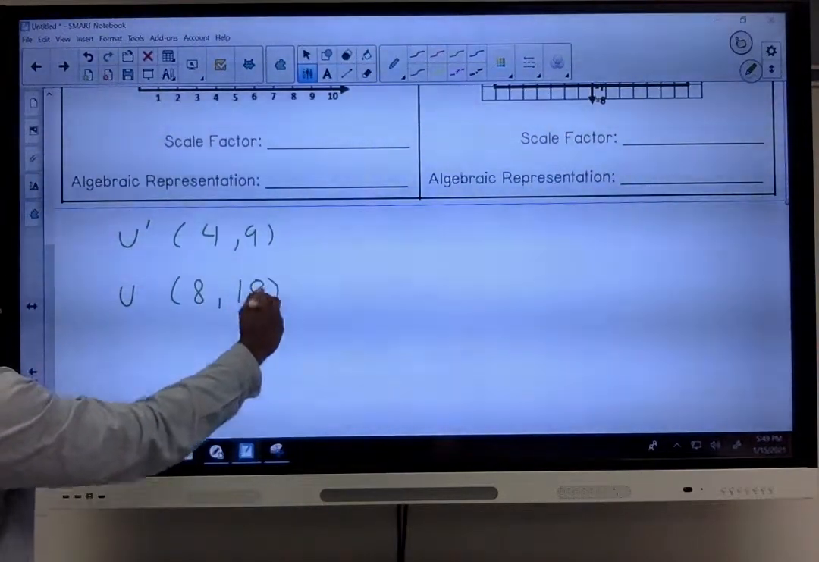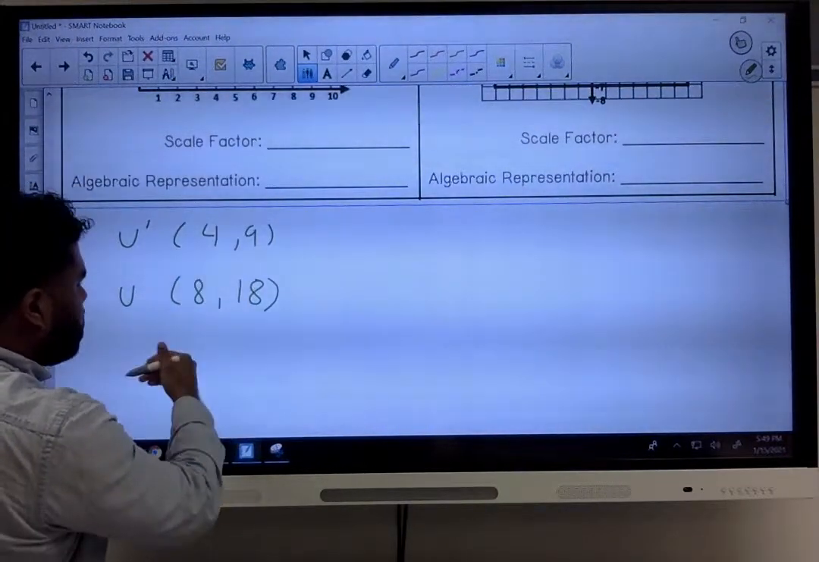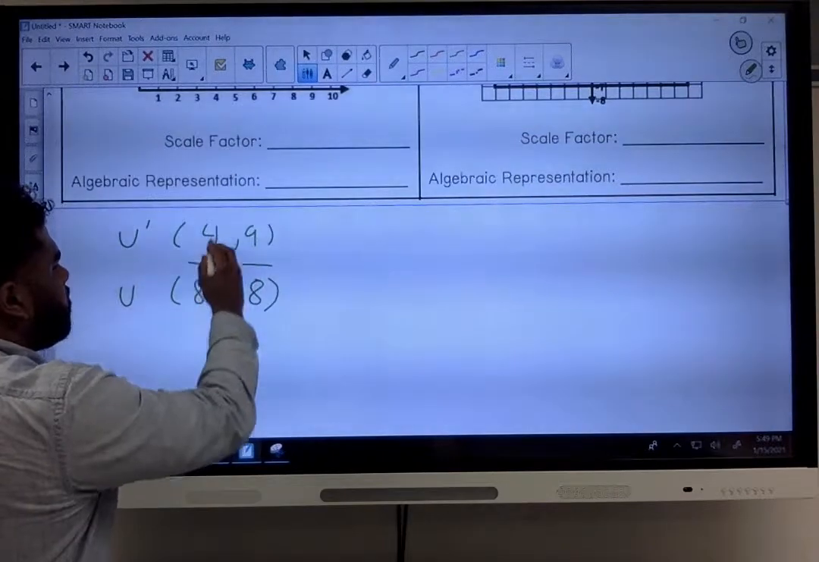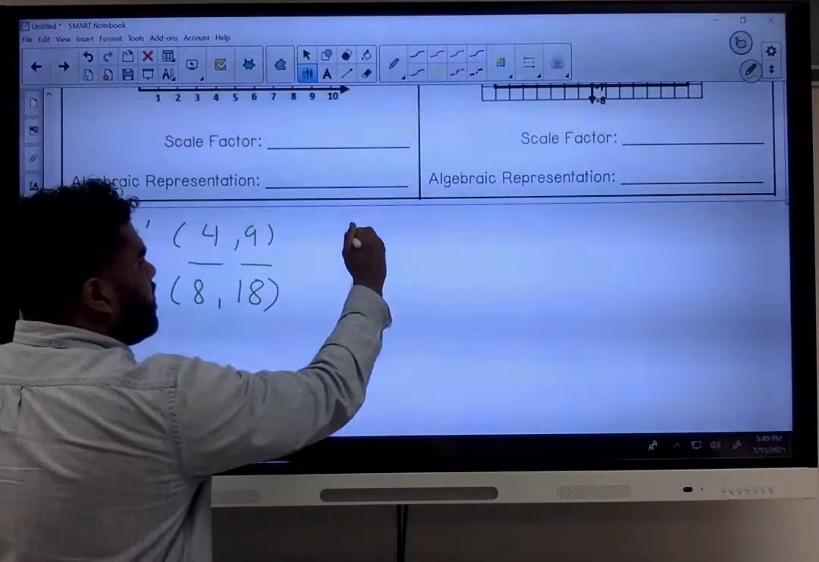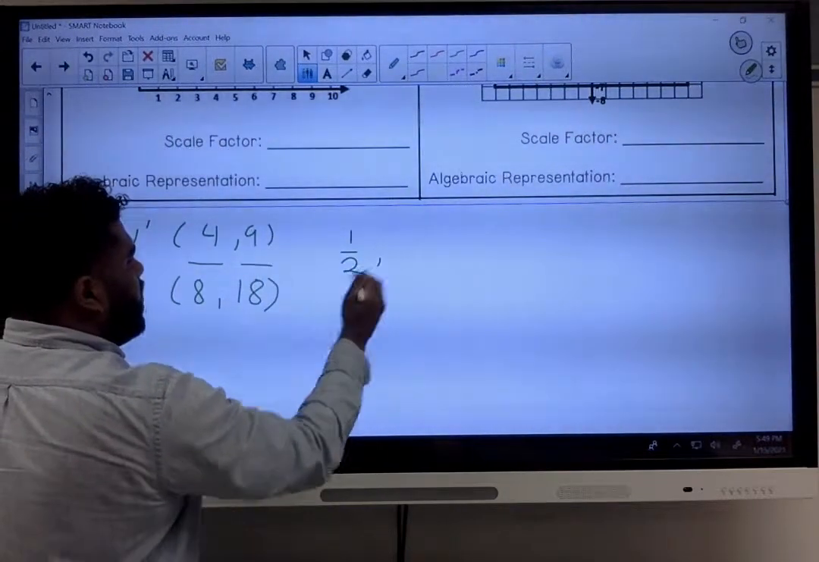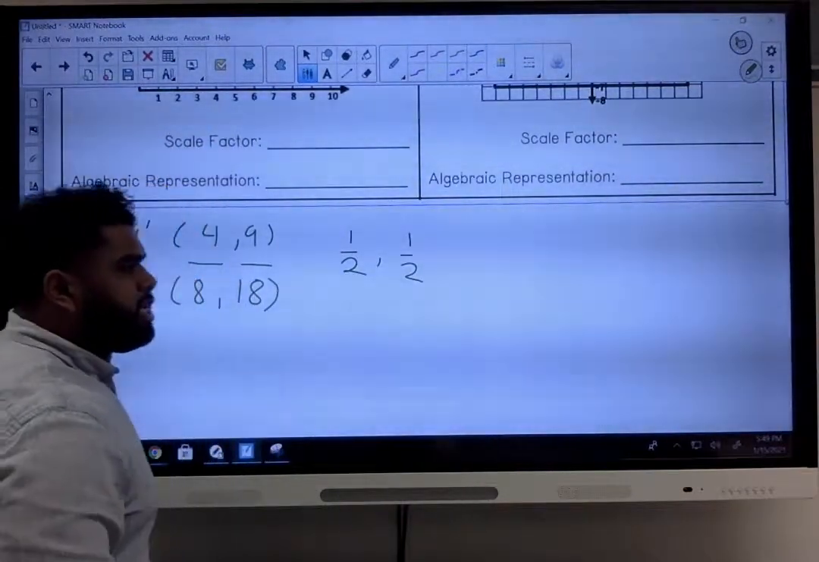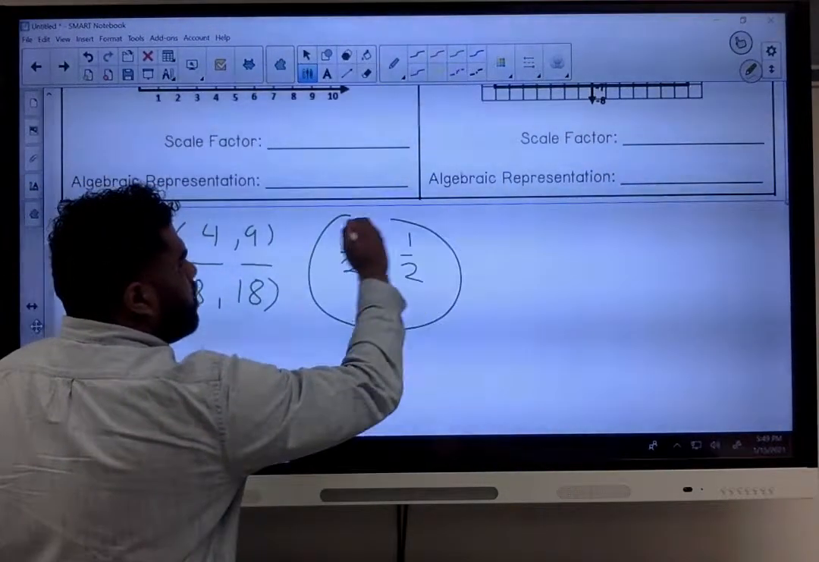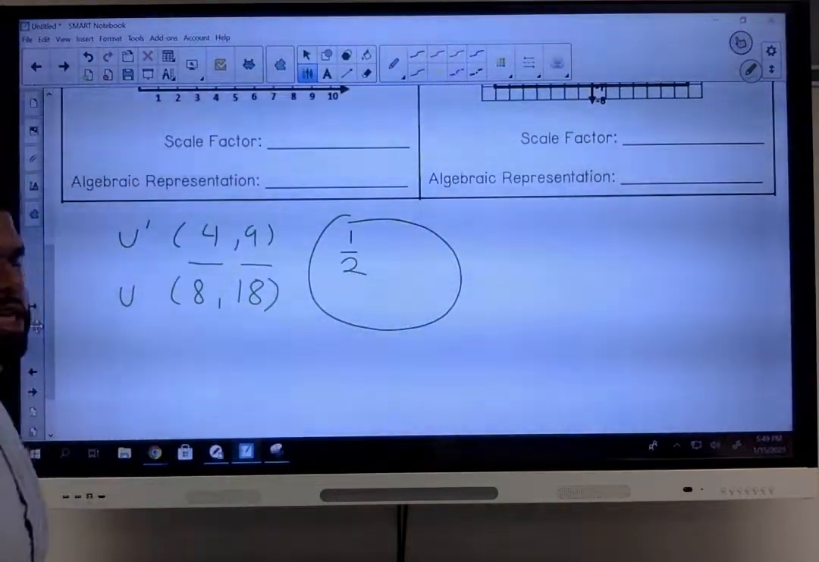So now what am I going to do? Well, I'm going to divide, right? New divided by original. So 4 divided by 8, if I simplify that, gets me to 1 half. 9 divided by 18 gives me 1 half. So that's our scale factor. You don't have to put it like that, but 1 half is our scale factor.